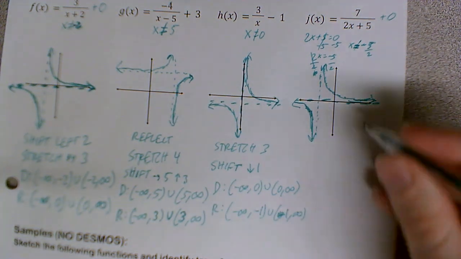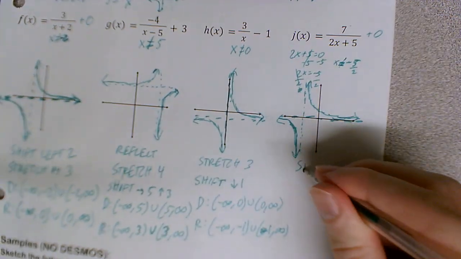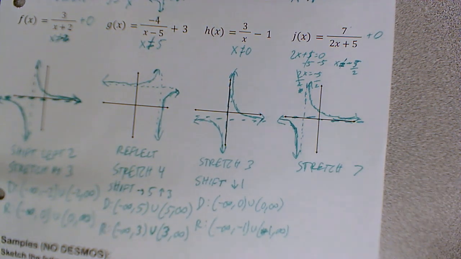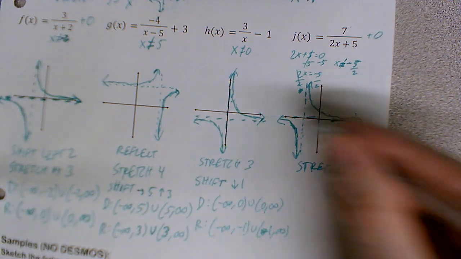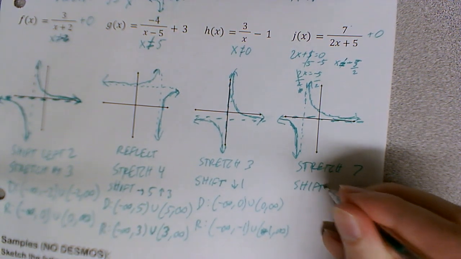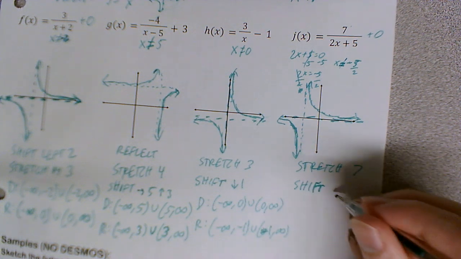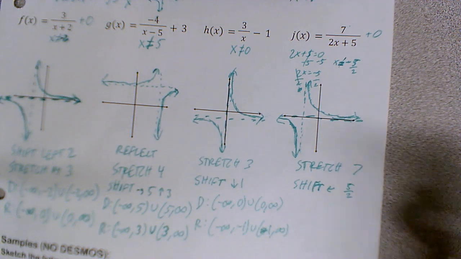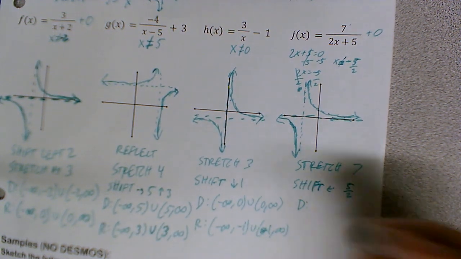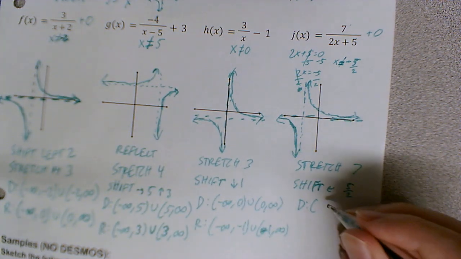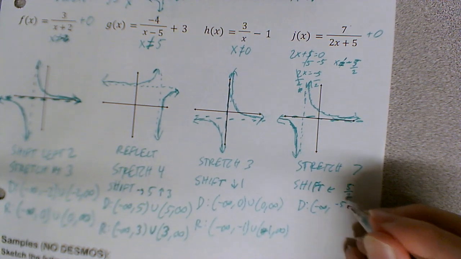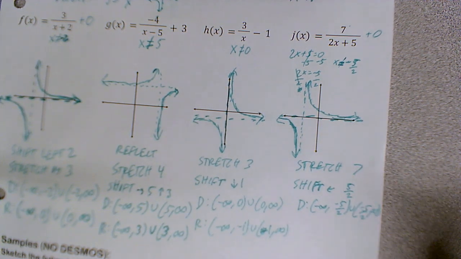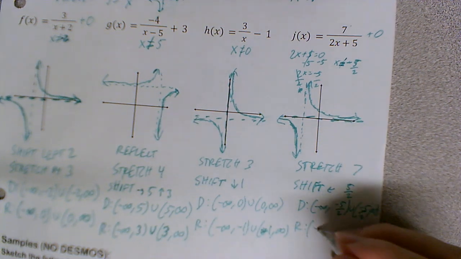As for how much it is stretched, that's the numerator. So it stretches by a factor of 7. It has shifted left by 5/2. The domain cannot include the x value of negative 5/2. And the range cannot include 0.